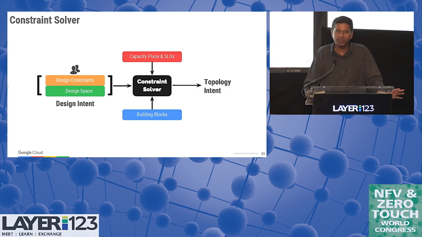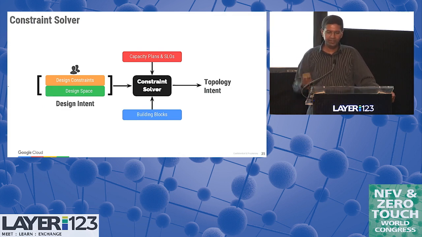The constraint solver looks somewhat like this. So the human here is defining design constraints. It's defining the design space, whether it's data center, what kind of constraints you want on that, whether it's WAN. And then you feed it into the constraint solver, which takes into account the capacity plans that are coming in from your business needs, the SLOs that you need to maintain, the building blocks that could be the kinds of switches, virtual switches, etc., that you have at your disposal, and that spits out your topology intent.